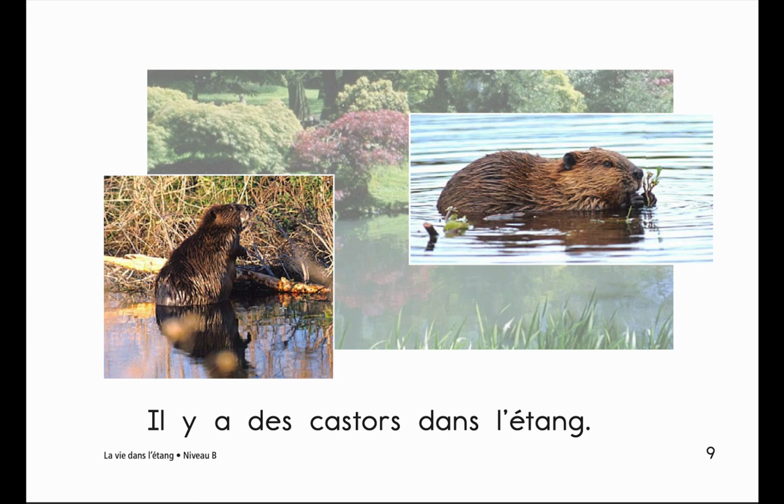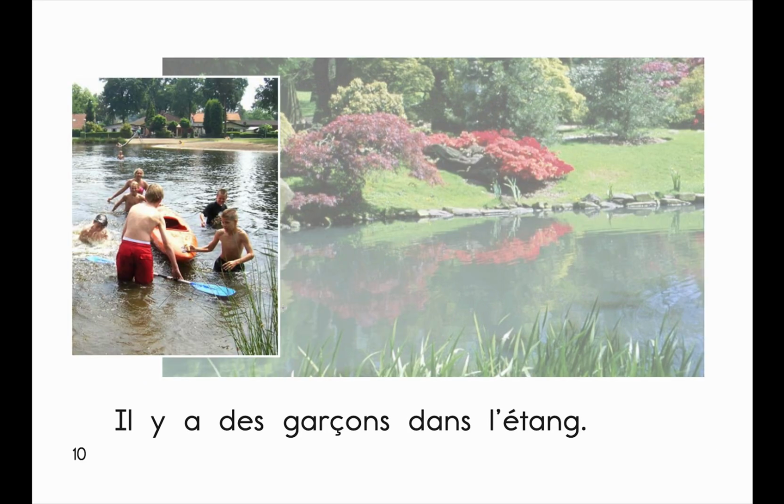Great job. And let's see what's on the last page of this book. Oh, so what else can we see in a pond? We see children, we see boys, right? Do you think that the boys are coming here to eat? No, that's correct. They're actually coming here to swim and maybe use the canoe, right? They're coming here to have fun. So we see all these different types of plants, animals, and even humans. They're coming to the pond for different reasons.